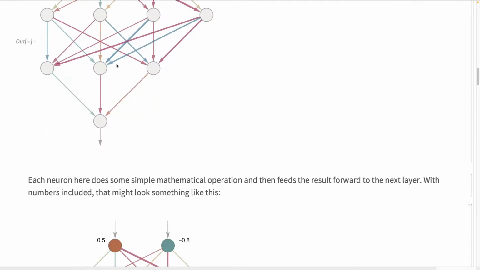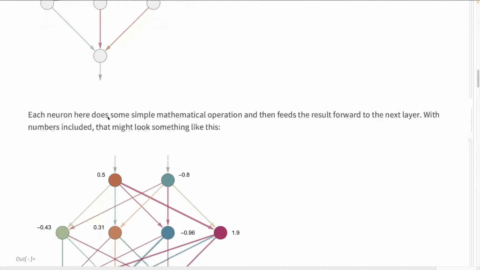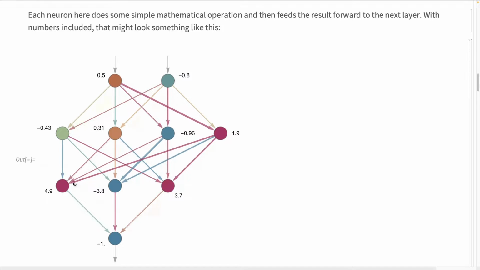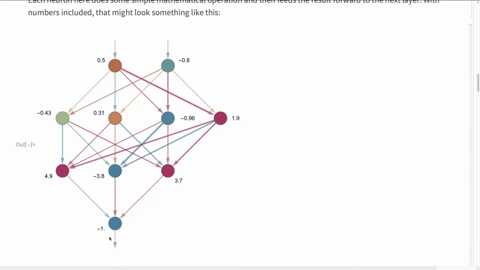Here, the thickness and color of the lines just represents the different connection strengths. With the numbers included, we come in here, we have some signals, those signals get propagated throughout the network, and then somehow, at the end, we end up with, say, -1. We could have also ended up with 1 or with 0, depending on the inputs. But for these inputs, we should get -1.